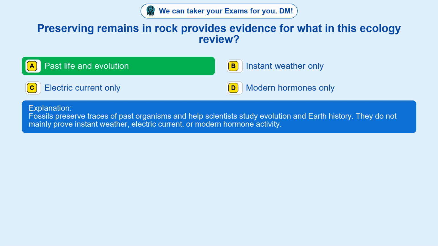Fossils preserve traces of past organisms and help scientists study evolution and Earth history. They do not mainly prove instant weather, electric current, or modern hormone activity.